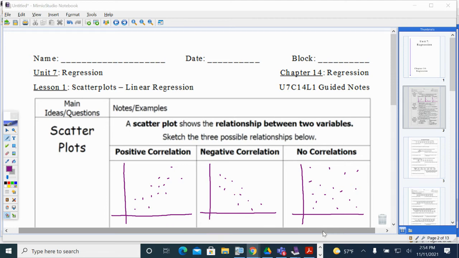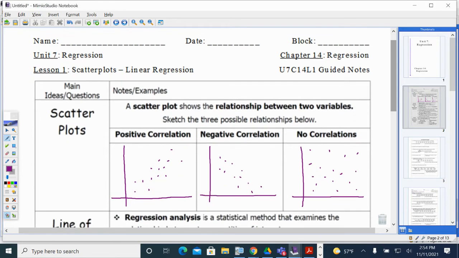This video is on Unit 7, Chapter 14 on regression, lesson number 1, Scatterplots, linear regression. In this lesson, we are going to focus on just linear relationships in data. So a scatter plot from probably Algebra 1 shows the relationship between two variables. We're going to look at these three different sketches of three different scenarios.